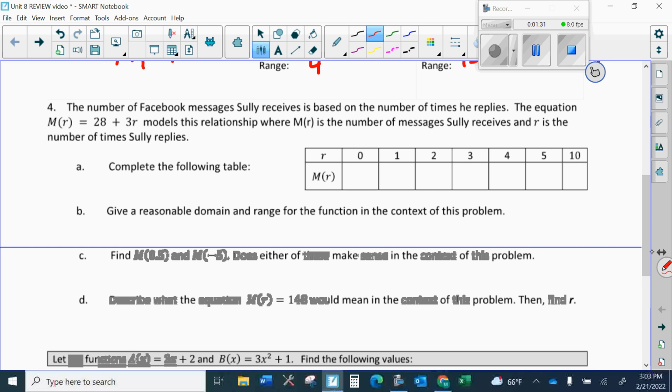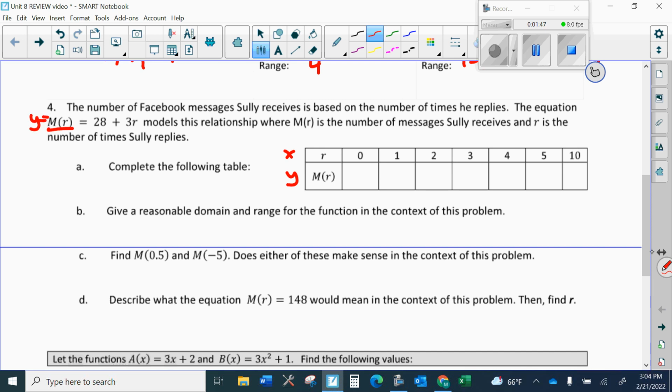Here we are asked to complete the table. R is like your domain or your x coordinates. The M of R is like your y coordinates. So you just plug it into this equation right here, function notation. Remember, this is called function notation. It's the same thing really as y.